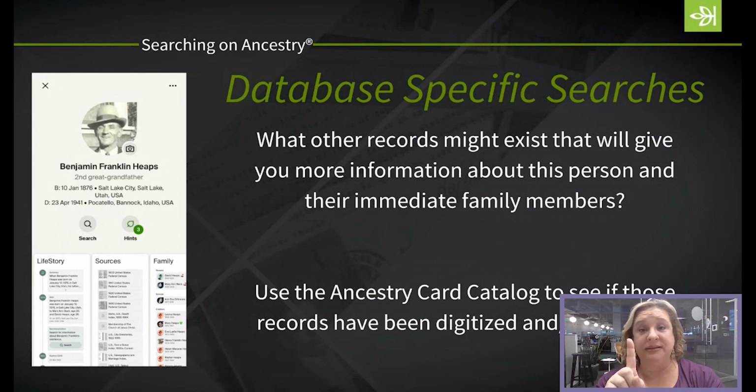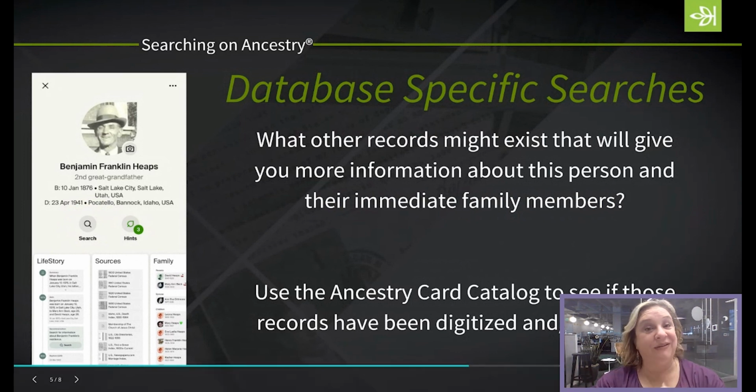They should come up in hints. If they don't, I do a search from tree. Hopefully they come up there. If they don't, then I can go and search just the missing census and see if I can find him. And so how do I get to that missing census?